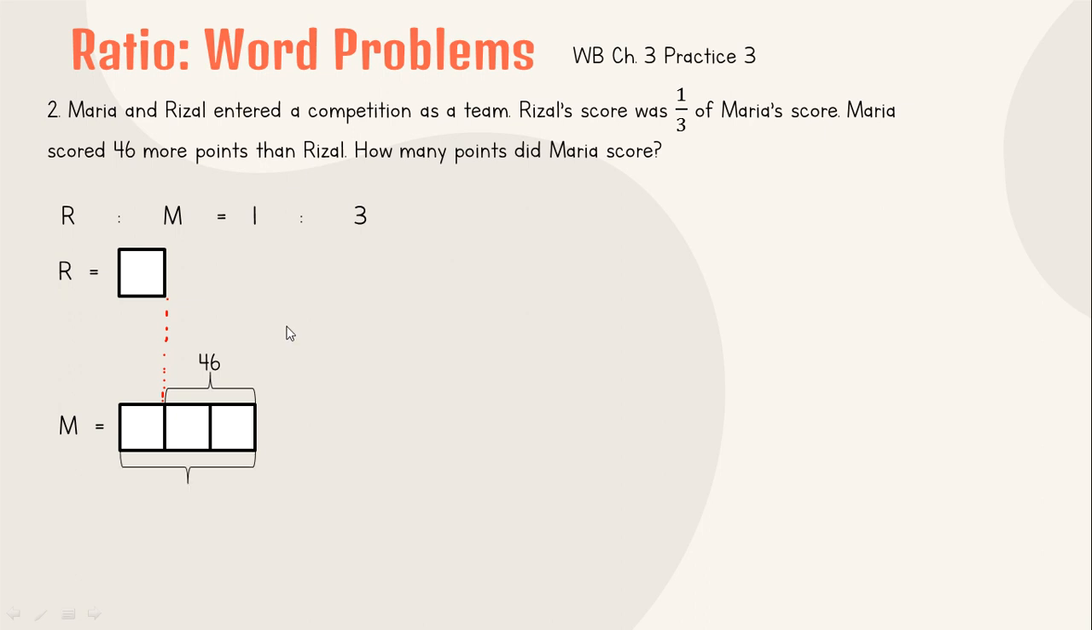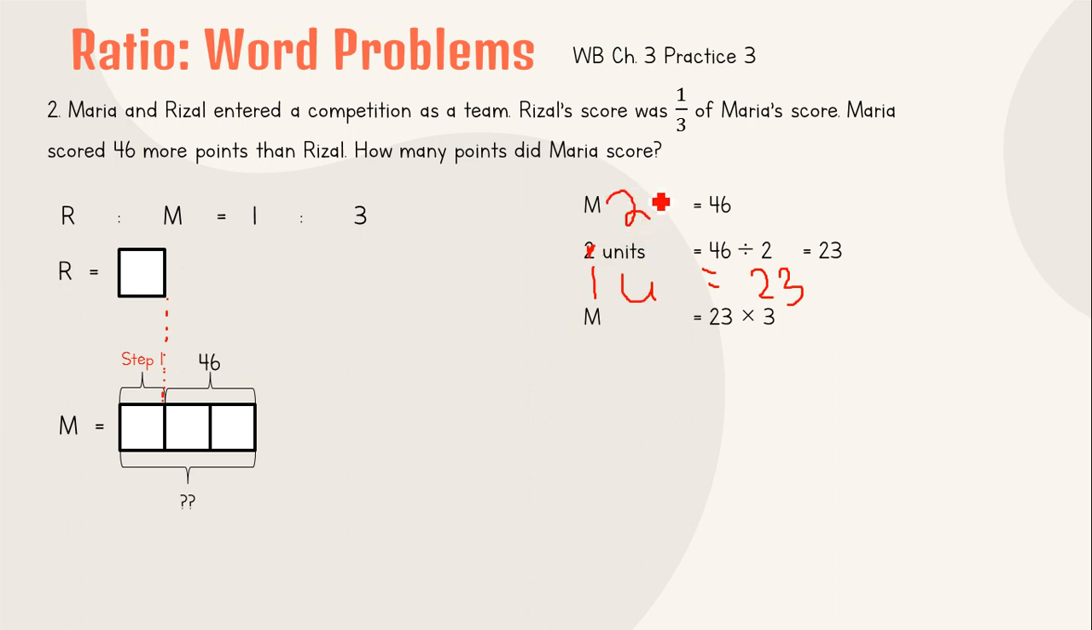So now the question is asking you, how many points did Maria score? What are we gonna do? Find 1 unit equals how many? So 2 units equals 46. So 1 unit equals 23. Okay, so 2 units equals 46. 1 unit equals 46 divided by 2 equals 23.